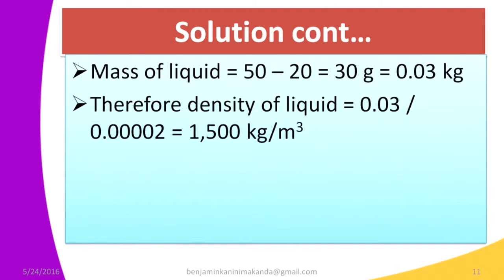the volume of water, and the volume of water is the same as the volume of the density bottle, and this one is going to give us the density of 1,500 kilograms per meter cubed. Therefore, this is the density of the liquid X. That is our final answer to that problem.